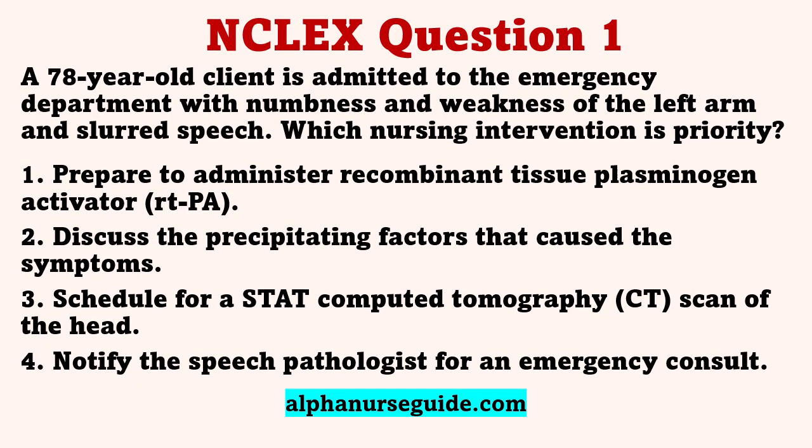A 78-year-old client is admitted to the emergency department with numbness and weakness of the left arm and slurred speech. Which nursing intervention is priority? 1. Prepare to administer recombinant tissue plasminogen activator. 2. Discuss the precipitating factors that cause the symptoms. 3. Schedule for a STAT computed tomography scan of the head. 4. Notify the speech pathologist for an emergency consult.